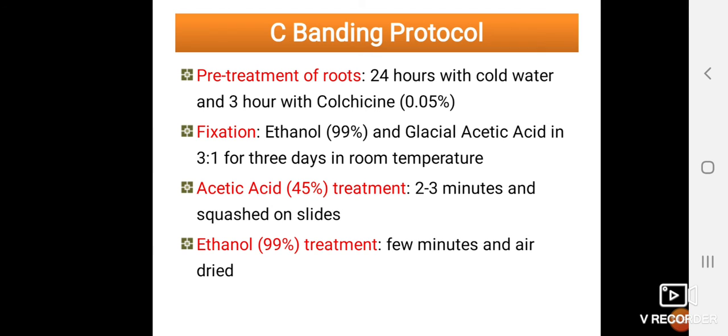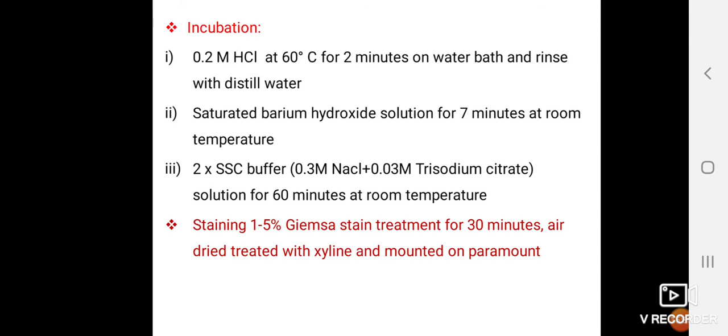So how do people actually do C banding? Pre-treatment of the roots is needed. We're talking about banding in onion root tip cells. They pre-treat the roots for 24 hours in colchicine to arrest the cell cycle. Then fixation is done using ethanol 99% and acetic acid in a 3:1 ratio at room temperature, followed by 45% acetic acid treatment for 2 to 3 minutes to squash the slides, and then 99% ethanol treatment to fix it, and then they go for staining.